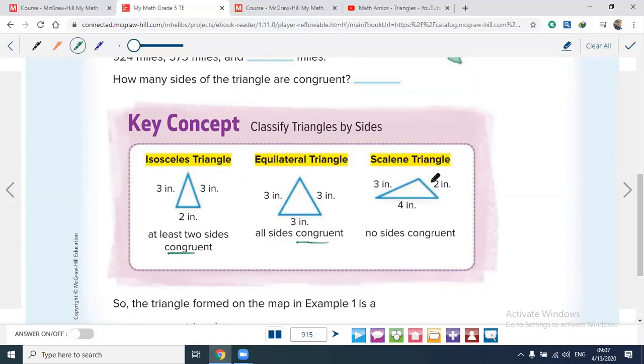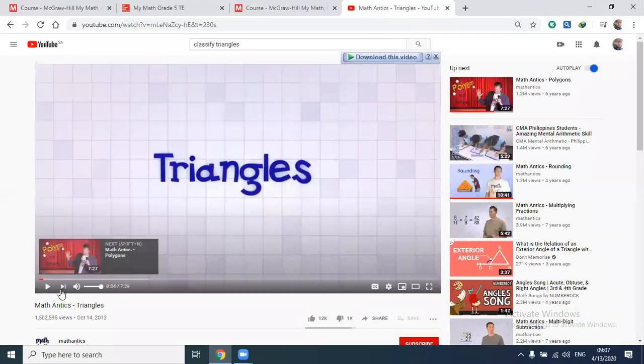All different. 3, 2, 4. The first one, two sides are congruent. This type of triangle is called isosceles. Second one, all sides congruent, or the same length, is called equilateral. The third one, the sides are different. It's called scalene. I will leave you with this video to give more idea about classifying triangles.